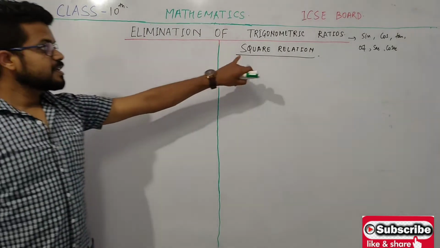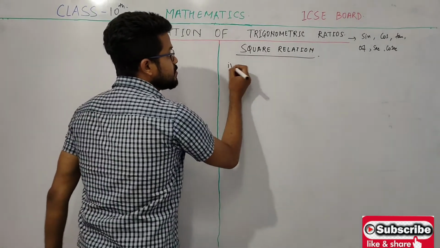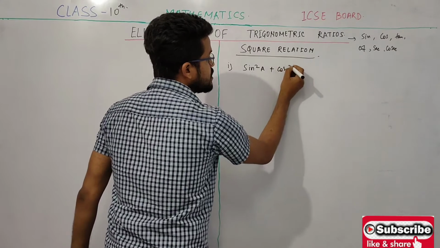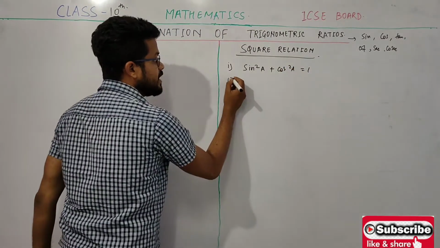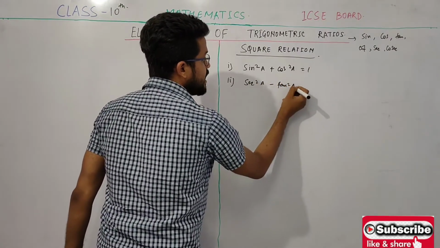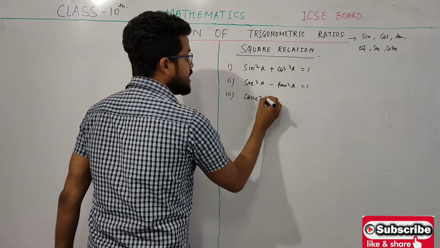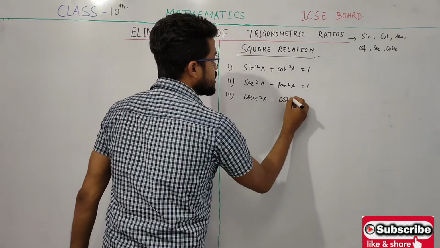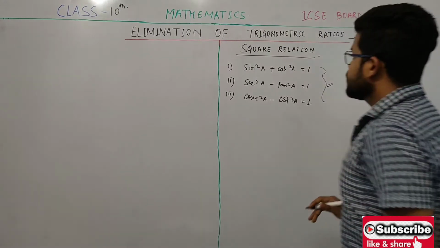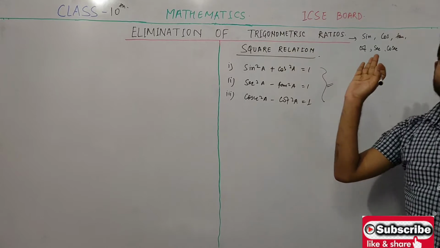We focus mainly on the square relations. There are 3 square relations. First one is sine square A plus cos square A is equal to 1. Second one is sec square A minus tan square A is equal to 1. And third one is cosec square A minus cot square A is equal to 1. We focus basically on these 3 relations. By using these 3 relations we can easily eliminate the trigonometric ratios.